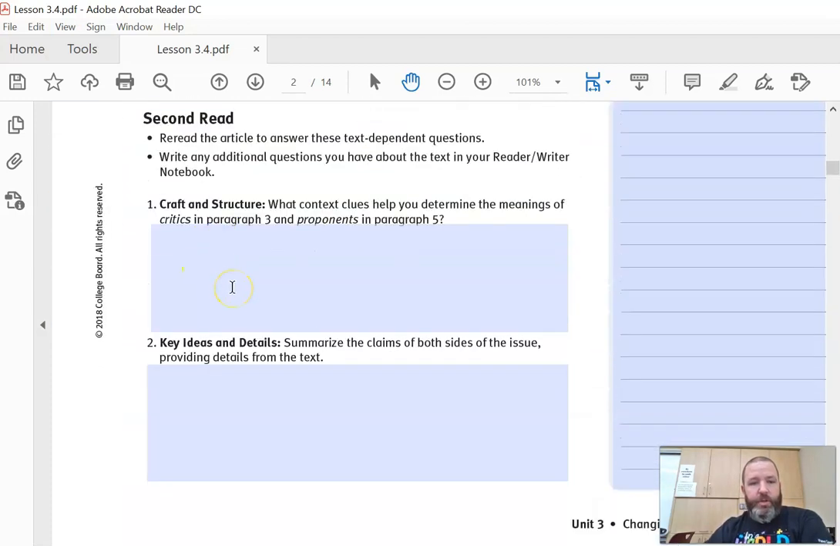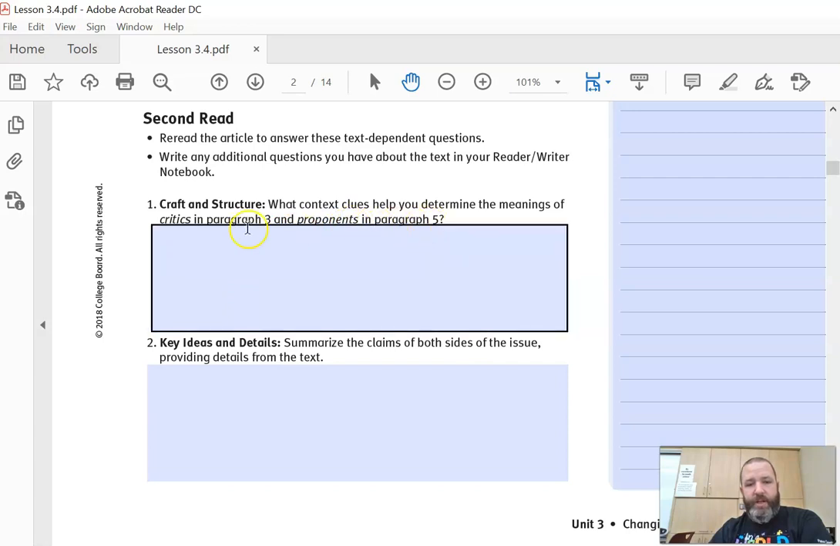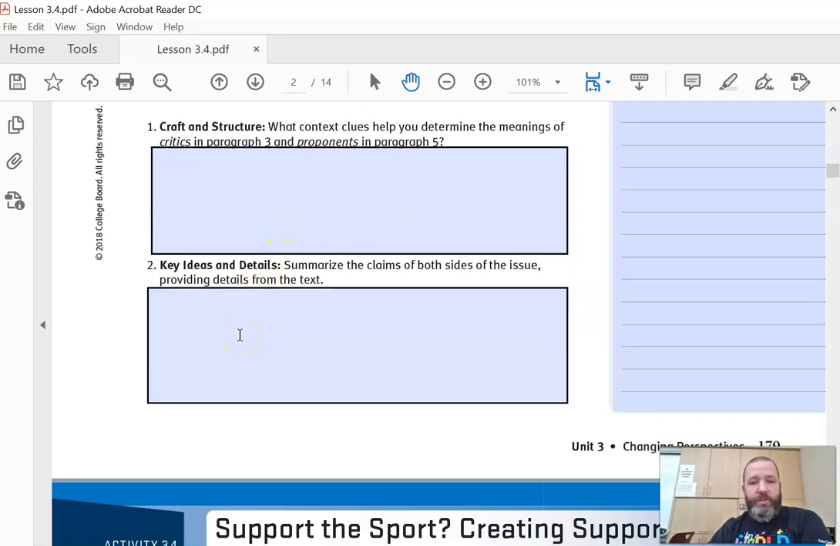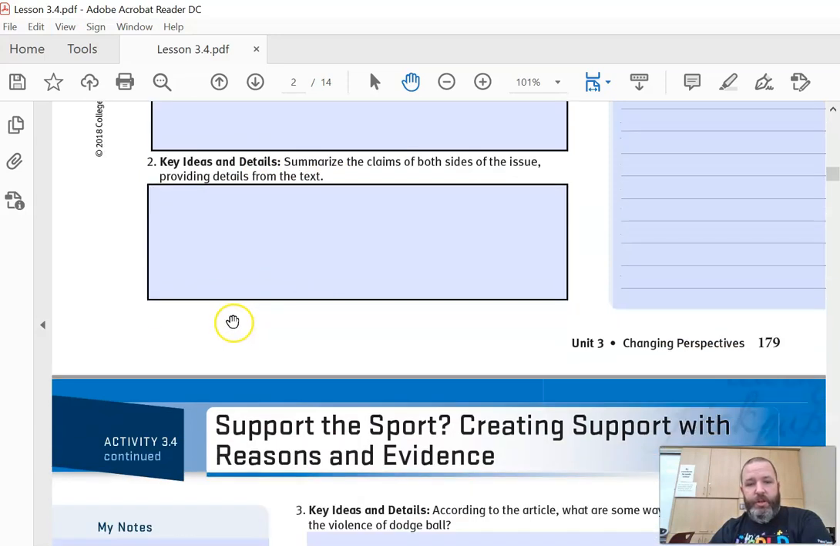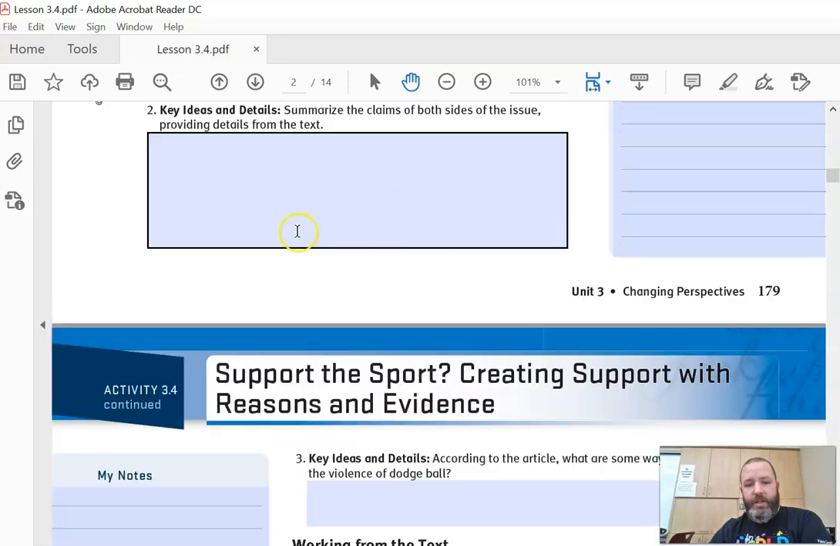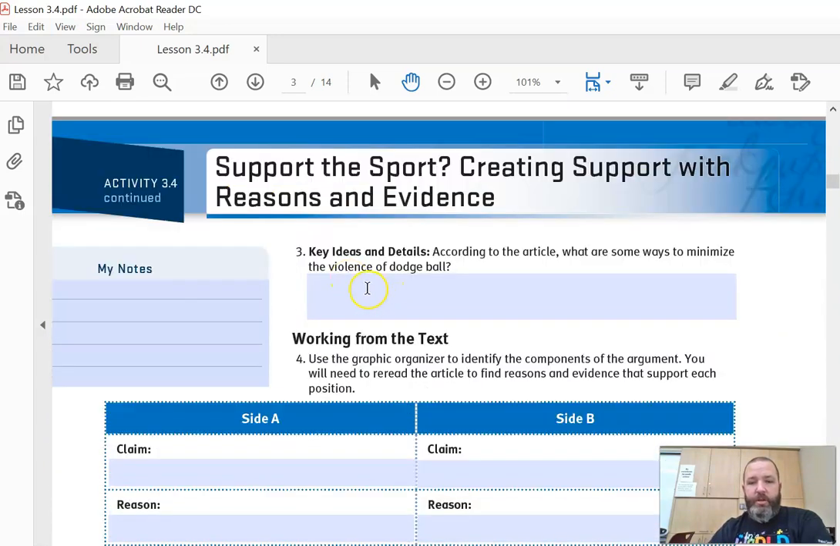Question number 1. What context clues help you determine the meanings of critics in paragraph 3 and proponents in paragraph 5? So those might be words that you weren't familiar with. So using context clues, how can we figure out what those 2 words mean? Number 2, summarize the claims of both sides of the issue, providing details from the text. So both sides are supported. What are their reasons? What are their claims for both sides? According to the article, what are some ways to minimize the violence of dodgeball?